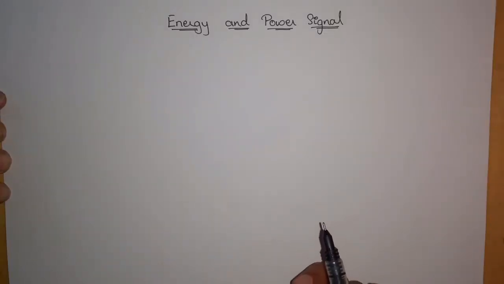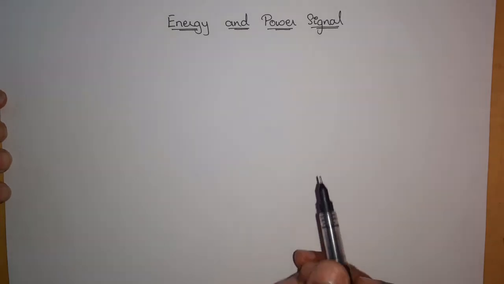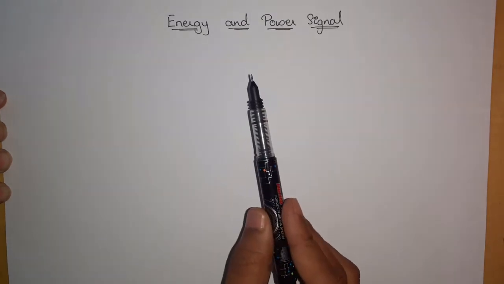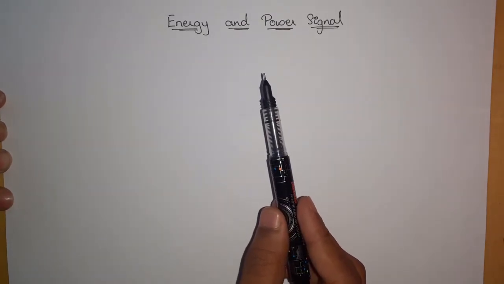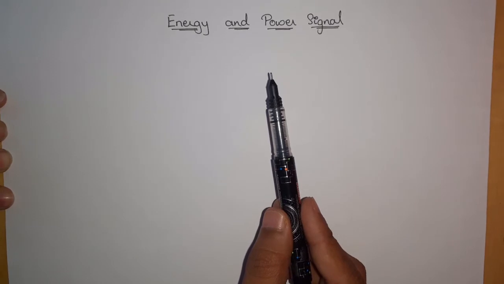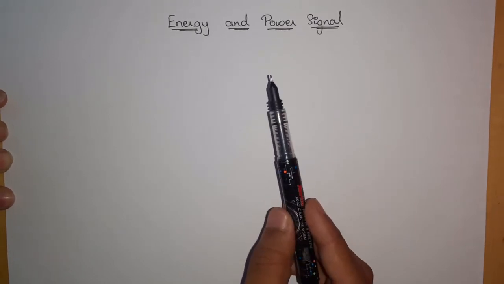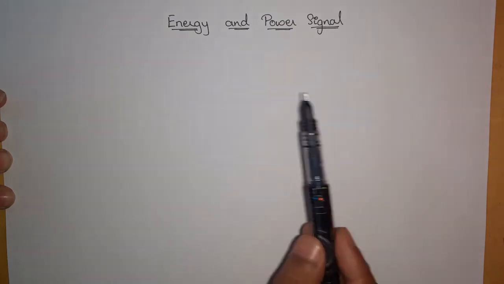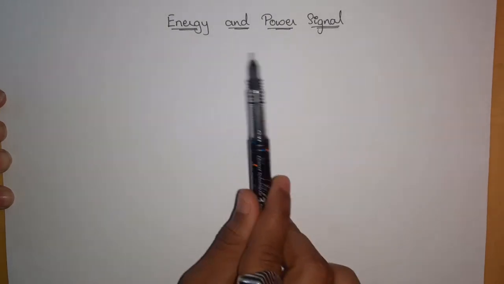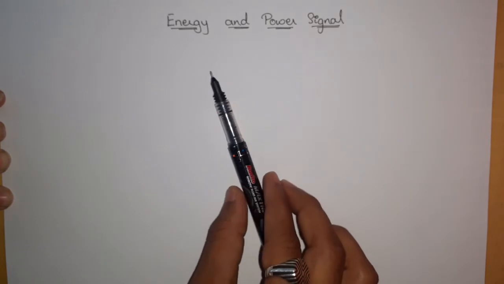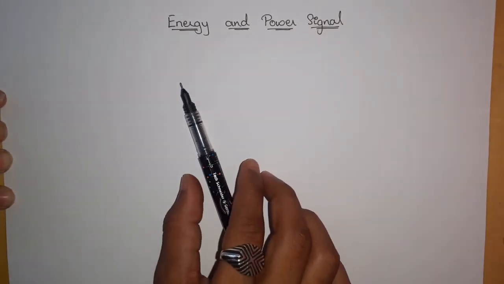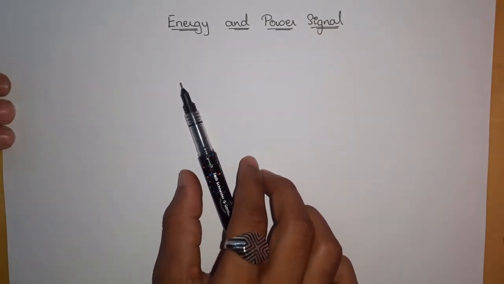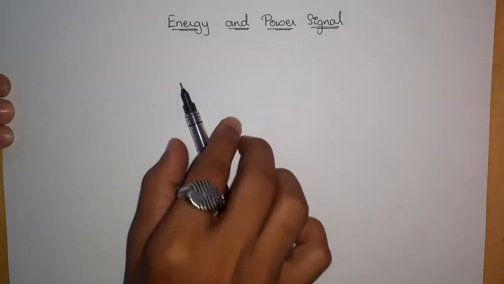Hello everyone. In this video, we are going to discuss energy and power signals. Hope you know energy and power signals are among the classifications of signals. The basic classifications of signals are continuous time signal and discrete time signal. If you want to further classify them, we get energy and power as one among them. Now we'll start with the definitions of these.